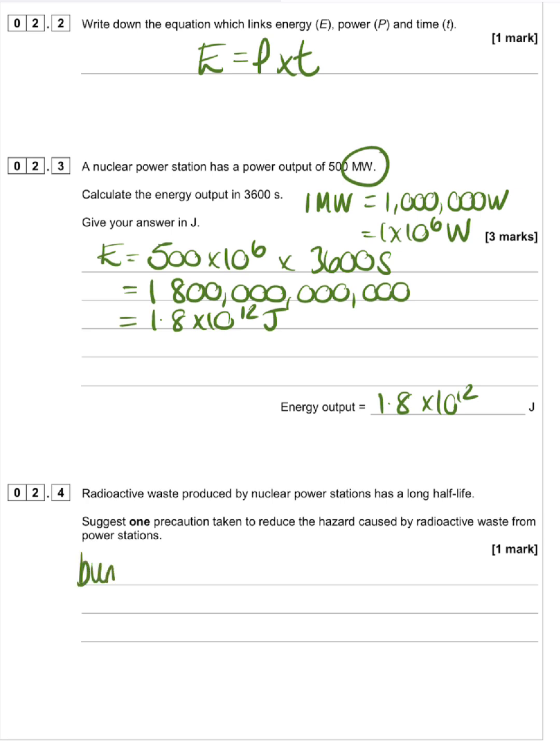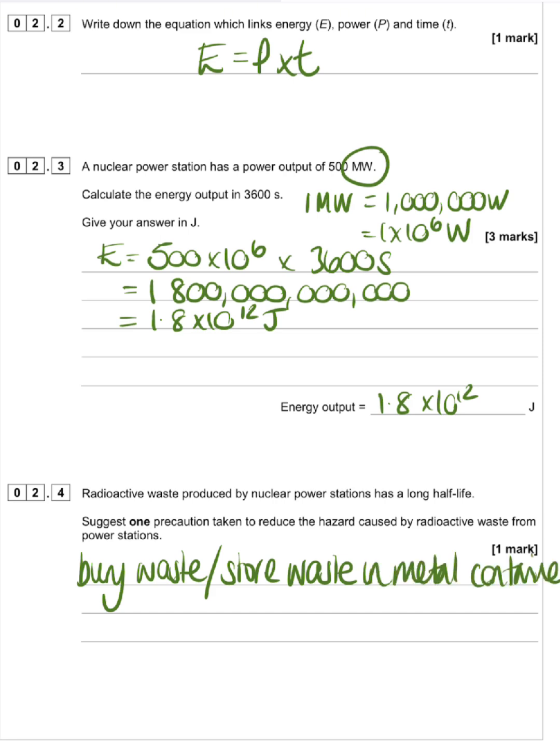So you could do things like bury it. So you could bury the waste somewhere. You could store it in suitable containers, all right? So you could store the waste in metal containers. You could cover it in concrete. We know that the fission reaction will have a concrete shield, so we could cover the waste in concrete.